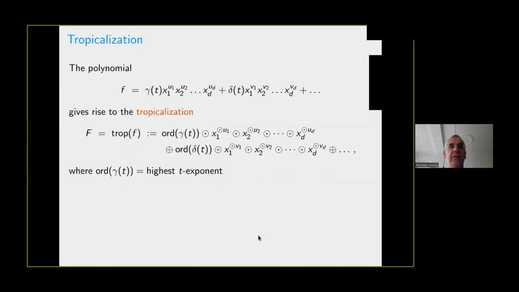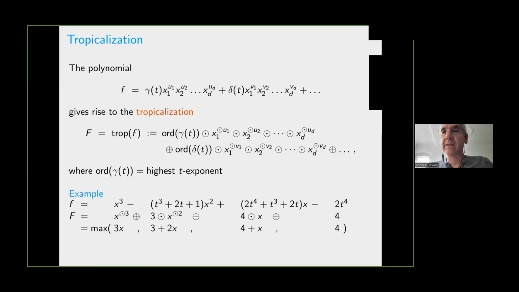Now we are going to use this to define a process which is tropicalization. This is now the formal description of what was going on to go from the yellow picture to the piecewise linear picture that I showed you before. So just imagine you have a polynomial in d variables. These are the variables x1 up to xd with some exponents, and the coefficients are these real Puiseux series. So gamma tau is one coefficient, delta t is another one. And now we want to define the tropicalization of these polynomials. Well, we do this as follows.